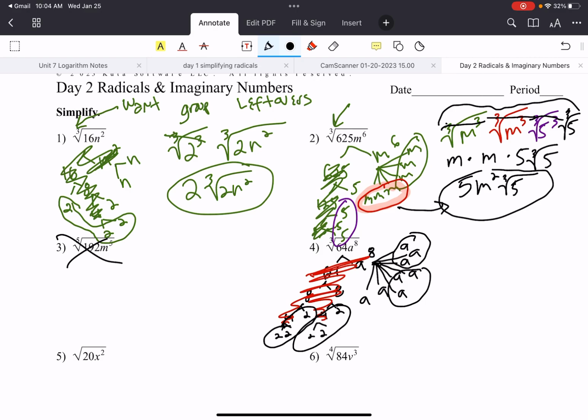Okay. So then the cube root of 2 cubed, that is that first group. Cube root of 2 cubed, that's the second group. I also have 2 groups of A's. And my leftovers.